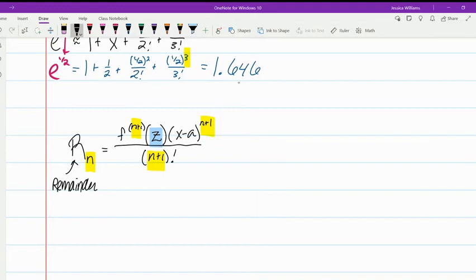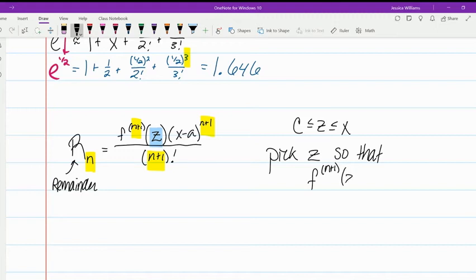Z is some value between a, or I use c with you guys, between c and x, and you get to pick any z value you want between c and x. And the way you know how to pick is you pick z so that part of your Taylor term, your n plus 1 derivative at z, is maximized. Remember, our goal is to find maximum error, not exact error. So my goal is to make this as big as it possibly can be within this interval.